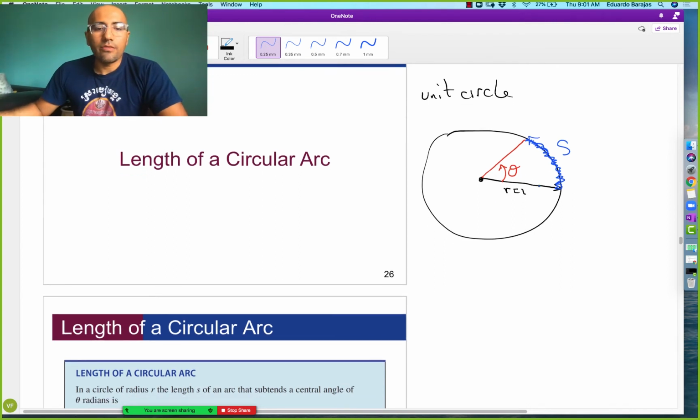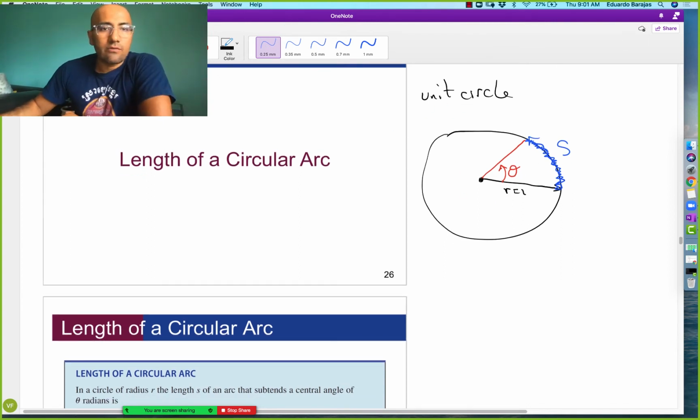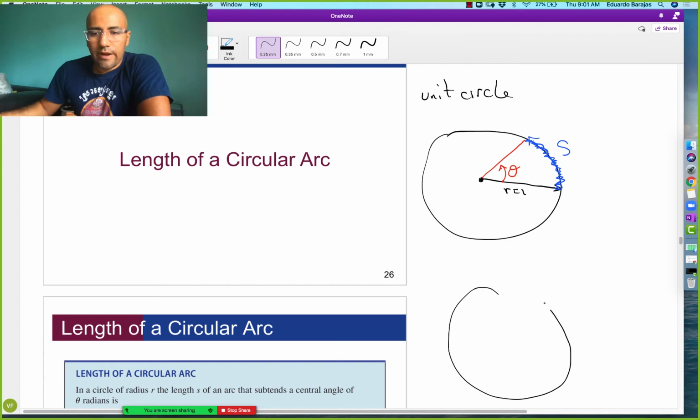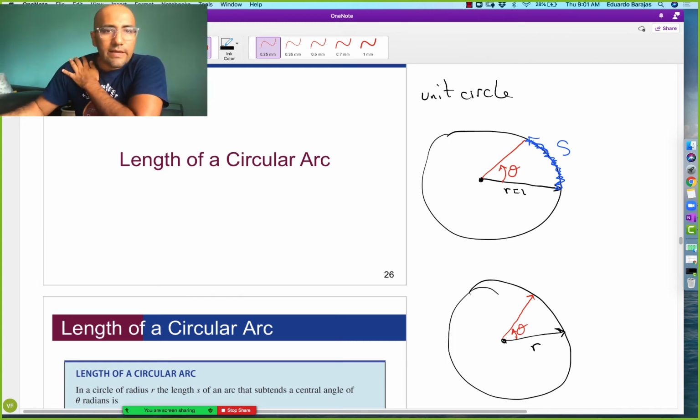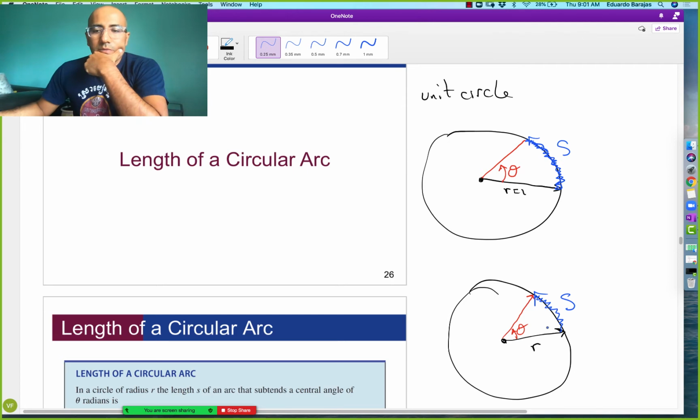Okay, but what if we're not on the unit circle? What if we're just on any random circle? So this is the unit circle for sure, but what if we just have some other circle that's not necessarily the unit circle? Well then, let's see what that is. We have some value r there, and then we still have some angle theta there. And so then we want to define what theta is. We have s there, so it's not necessarily 1. So how do we define it?